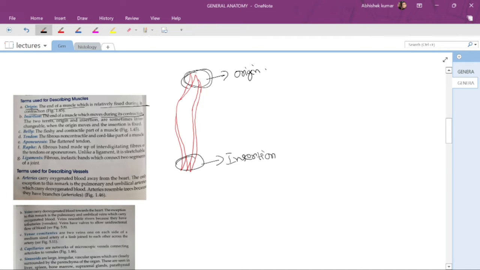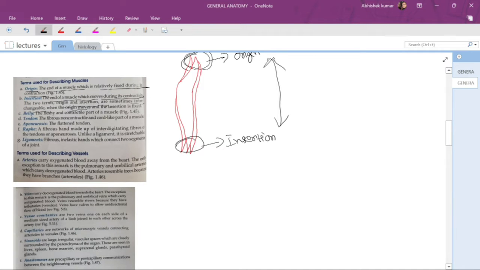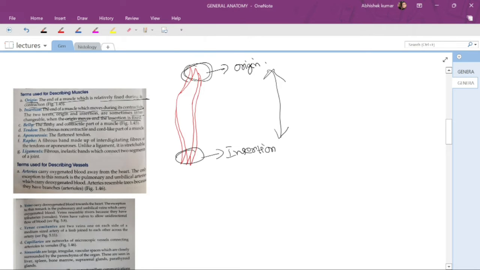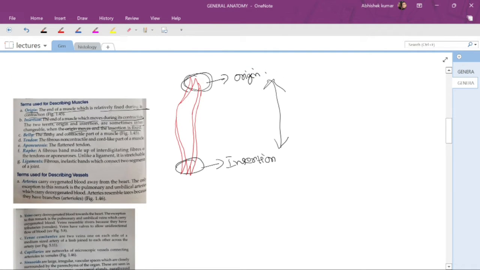So always when a muscle contracts, there will be two regions in the muscle. One is the origin which is not moving, and one is the insertion which is moving. The two terms origin and insertion are sometimes interchangeable because they interchange with each other during the contraction of the muscle. It depends upon the timing and what type of movement the muscle is causing. So when the origin moves, the insertion is fixed, and when the insertion moves, the origin is fixed. So these things are interchangeable.